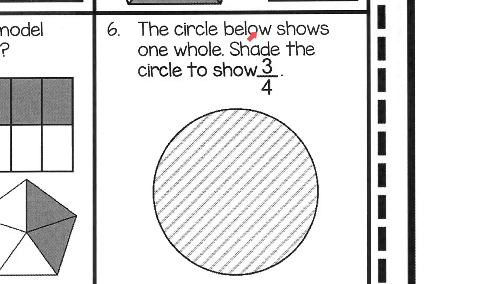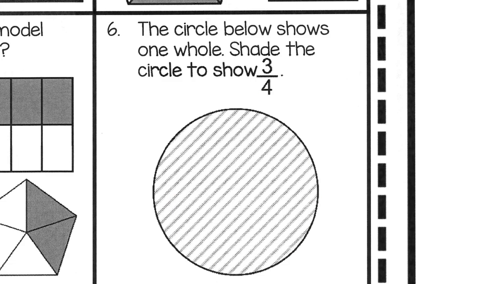Number 6 says the circle below shows 1 whole. Shade the circle to show 3/4. Okay, so we know that the top number is what's shaded in, and the bottom number is the total number of pieces. So we need to break this circle into 4 pieces.